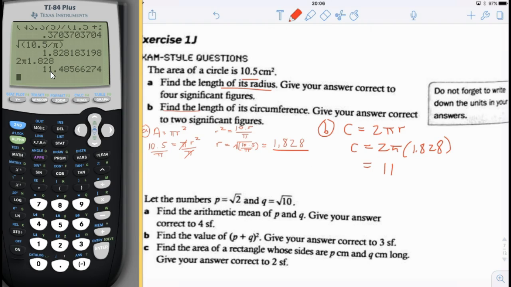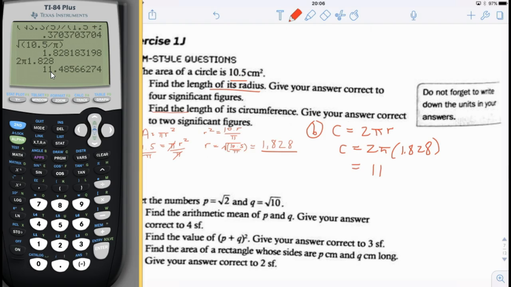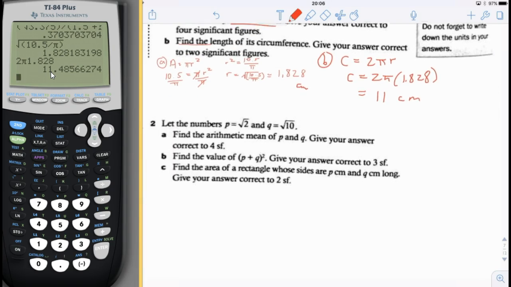It says, do not forget to write the units to your answers. So this would be centimeters, and this would also be centimeters. Okay. Last one on this page.